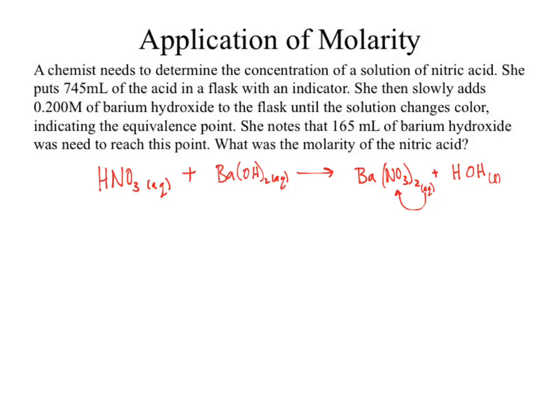Okay. Now that we've got our equation, we need to make sure it's balanced. Is it balanced? Now, hopefully it is. I think I got it balanced. Once we have the balanced equation, we can then start to skip steps by dropping information in that we know about each of those substances. Okay. We put 745 milliliters of the acid into the flask. We added 0.200 molar of our barium hydroxide. We added 165 milliliters of that solution to it. Okay, to reach the equivalence point.